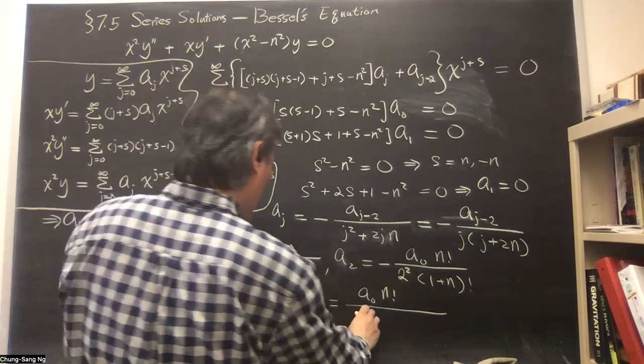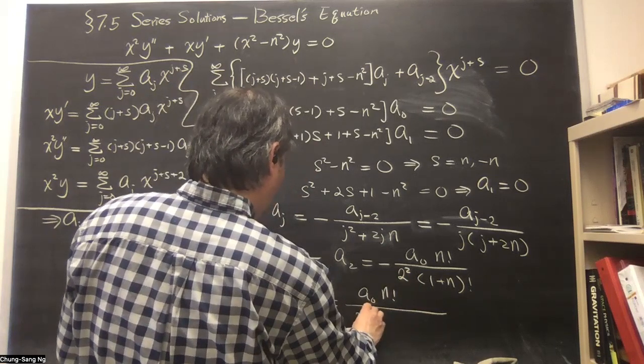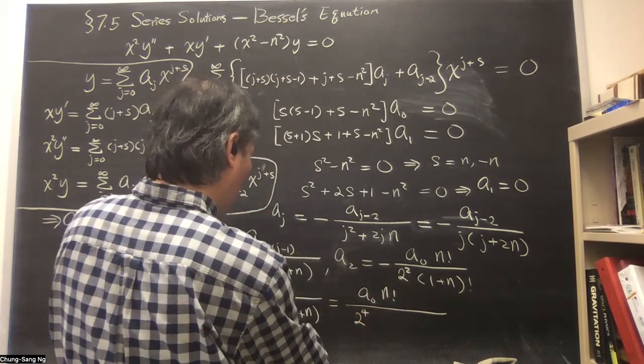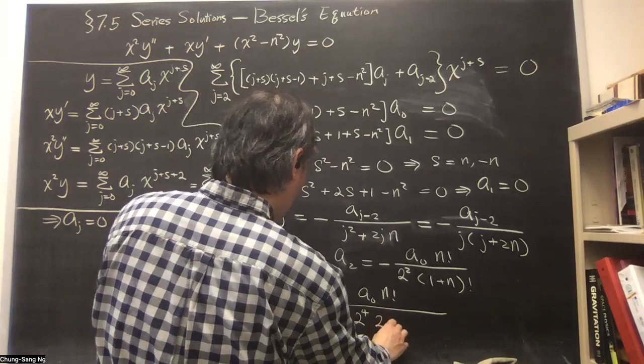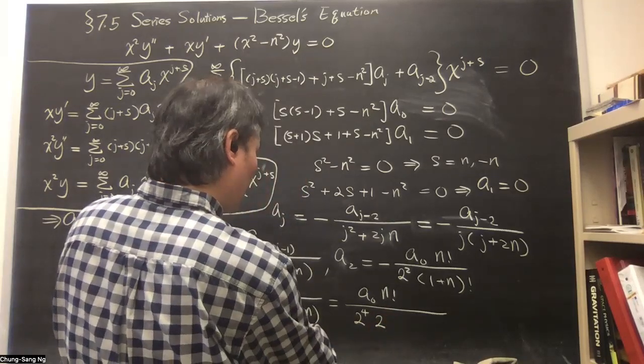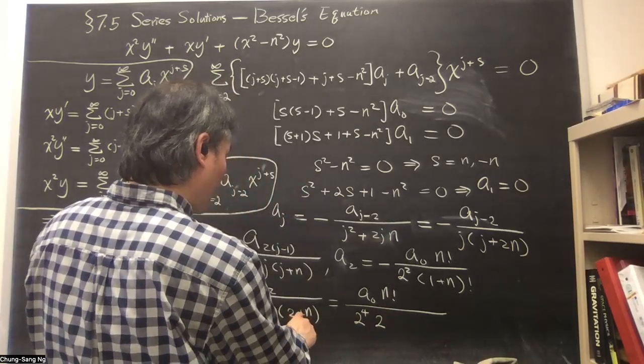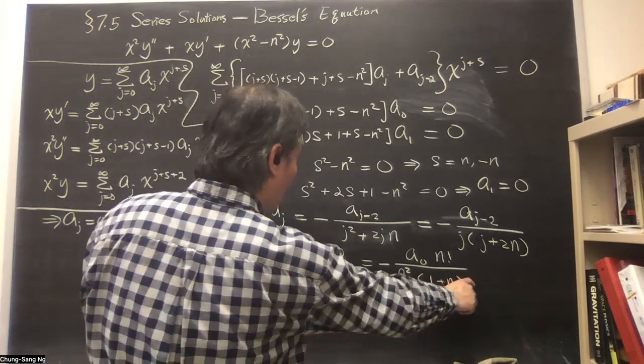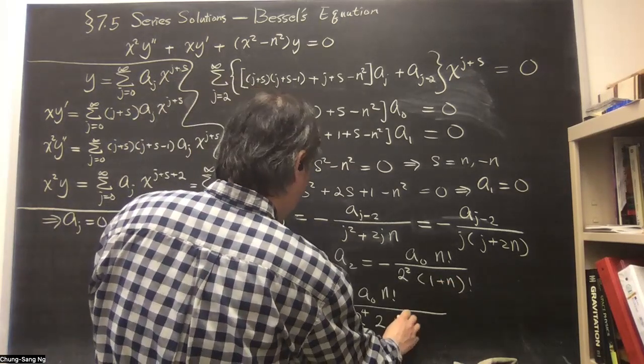Then you have another 2 to the power 2, so 2 to the power 4. And then you have a 2 here. And you have 2 plus n times n plus 1 factorial, which is n plus 2 factorial.